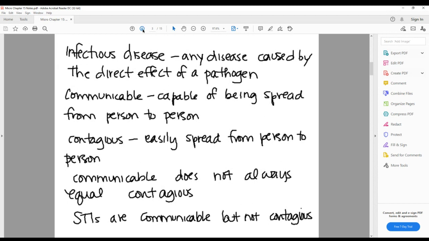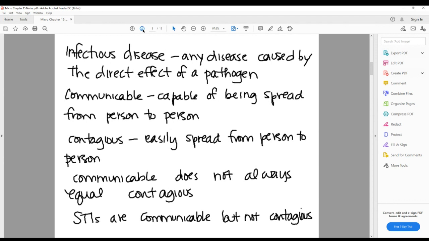Communicable and contagious. A communicable disease can be spread from person to person. A contagious disease is a communicable disease that is easily spread. Communicable does not always equal contagious. Just because a disease can be transmitted from person to person doesn't mean that happens easily, and then it's not contagious. So I'll put a little note here. Sexually transmitted infections are communicable. They are spread from person to person, but they aren't contagious. They're not easily spread. You have to have sexual contact with someone in order to catch or transmit a sexually transmitted infection.